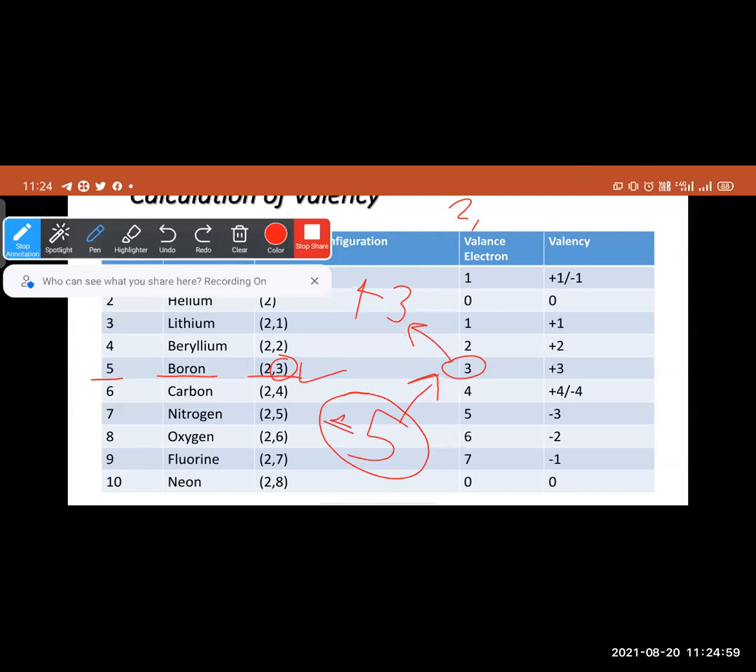First orbit will have 2 electrons, second orbit 8 electrons, then 18 and 32. To get this second orbit's configuration, it will require 5 electrons, but it will be difficult to get 5 electrons, and it will be easy to donate 3 electrons. So instead of accepting 5 electrons, boron will prefer to donate these 3 electrons. Therefore, for donation, there will be a plus sign and the valency will be +3.